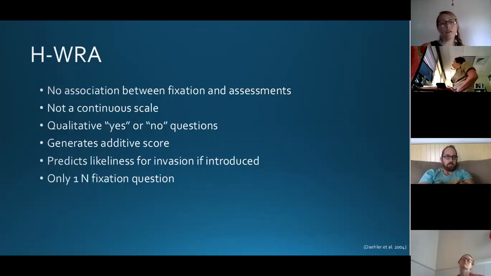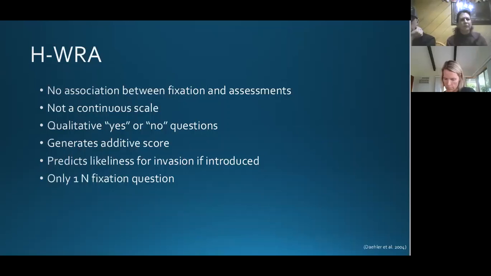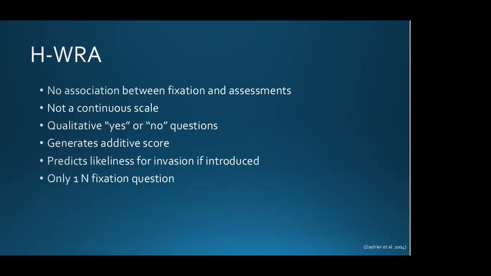First, the Hawaii weed risk assessment system is not a continuous scale from lowest scores to highest scores and does not consider interactions between plant functional traits. Rather, it asks a series of yes or no questions about the plant's life history traits, native geographic and climate range, and history of invasiveness outside its native range, and generates an additive score.